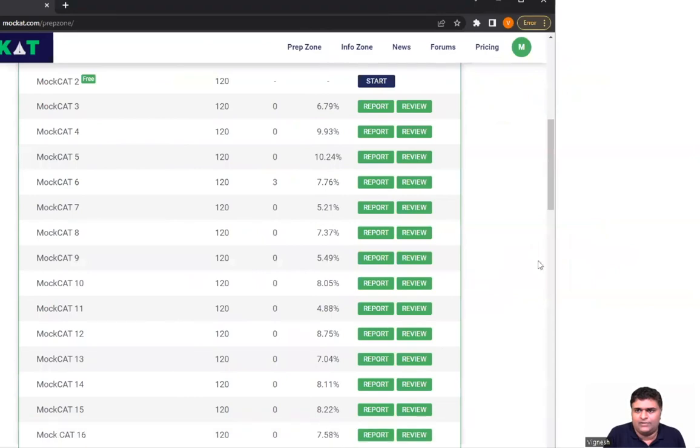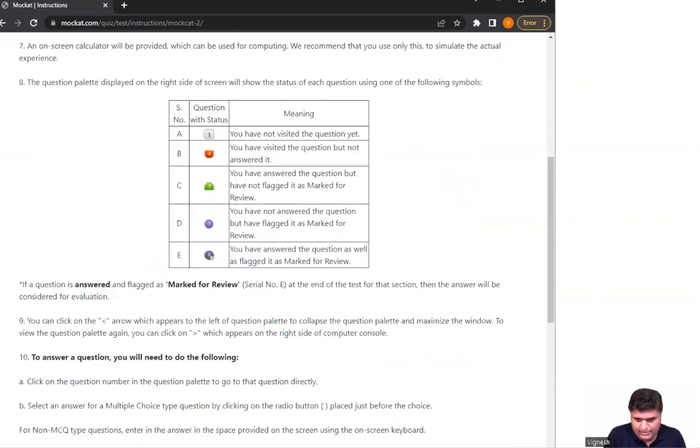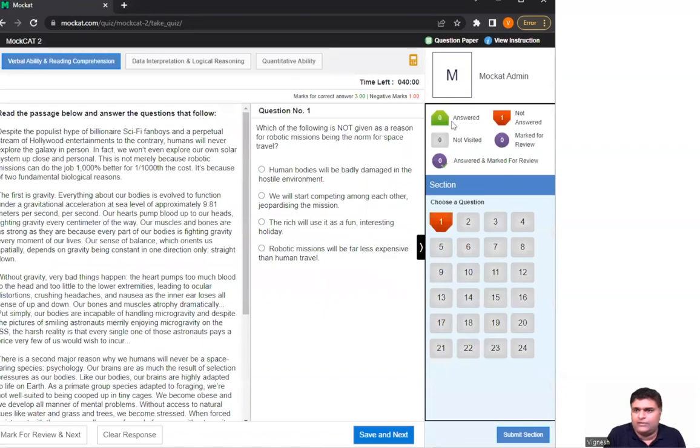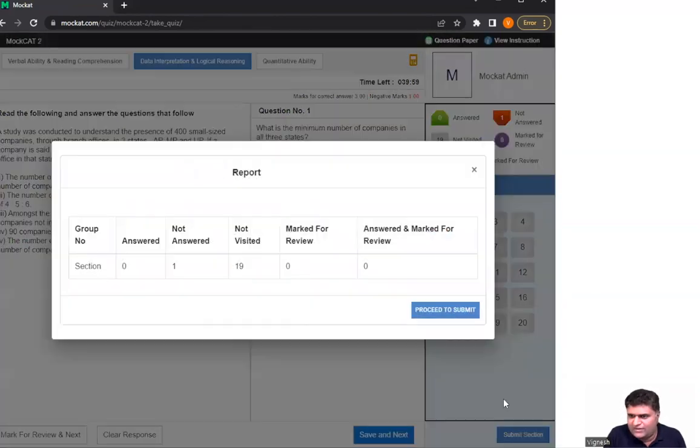So let's start with this. So Mockat 2, I just freed it up, right? We're going to skip the first 2 sections. We're going to look at only the quant section today. Let me just adjust the screen a bit. Okay. So next, okay, start. Fine. So we'll give this a skip, submit. This is one of the free tests. So a lot of people have actually hit submit, right? The actual percentile which it shows in the end might not be a reflection of where you stand actually.